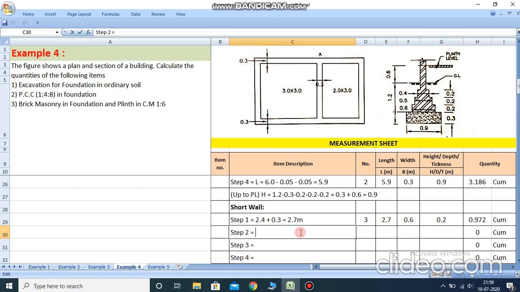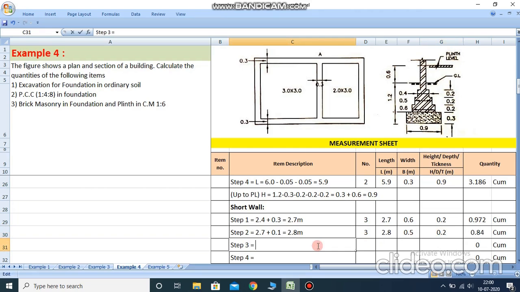Now we calculate step number 2. First step plus the difference between the first step and second step. The difference is 0.6 and 0.5, which is 0.1. So 2.7 plus 0.1 is equal to 2.8 meter. The total number of short walls is 3. Then after 2.8, we put 0.5 from the figure, and the thickness from the figure is 0.2. So the total quantity is 0.84 cubic meter.